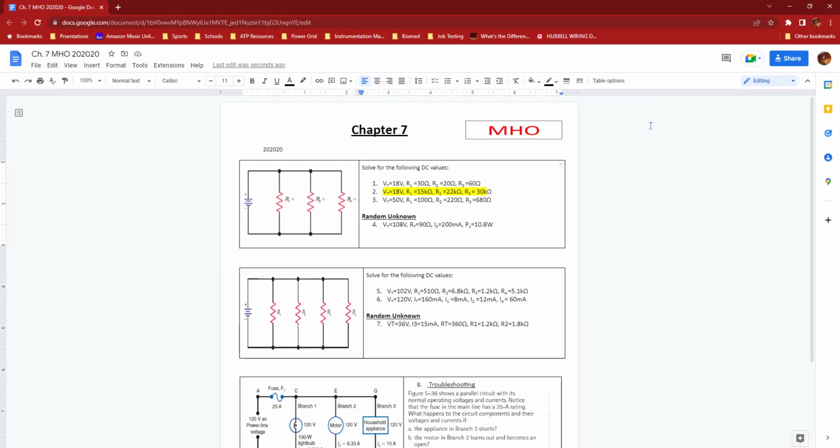Alright, so here's our Chapter 7 math handout. You can see on problem number 2 the values I'm given. This is a basic combination circuit, so I'm given all the values of my resistors. I have a total voltage of 18 volts and 3 resistors listed.